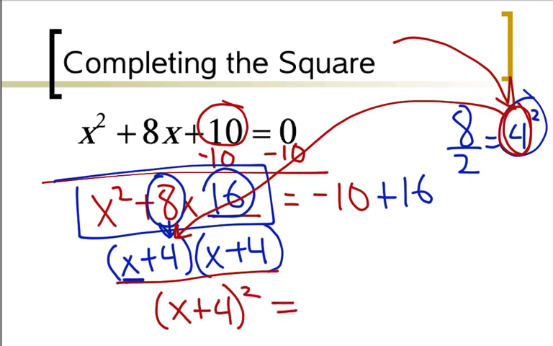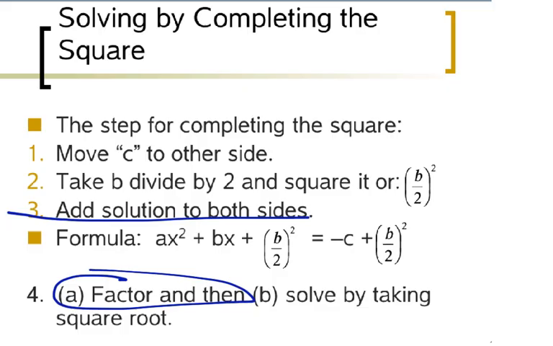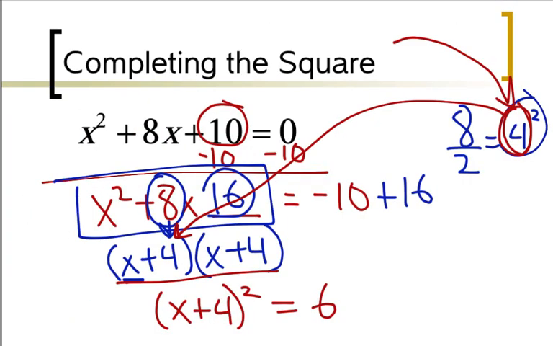And then that's equal to, you just simplify the right hand side, 6. This is why our last step says solve by taking the square root, because every time you solve by this completing the square method, you should have a square at the end that you need to square root to get rid of.